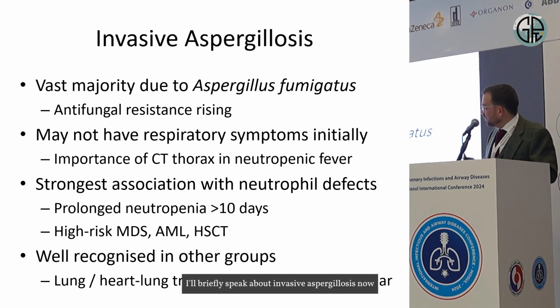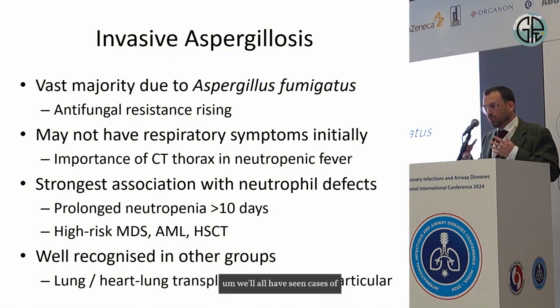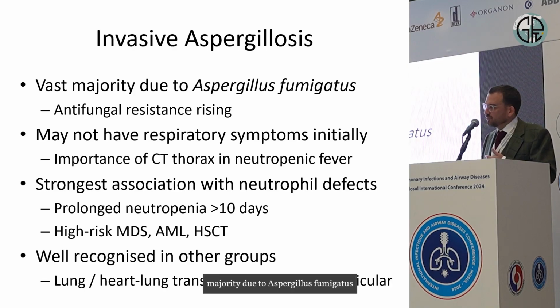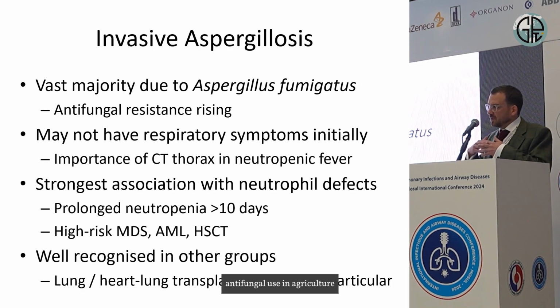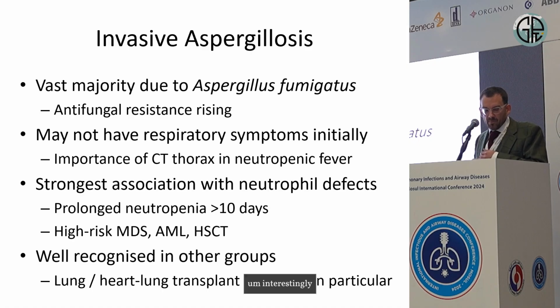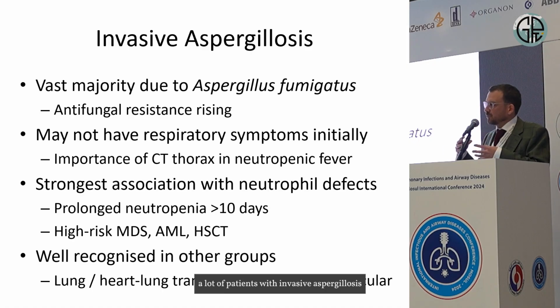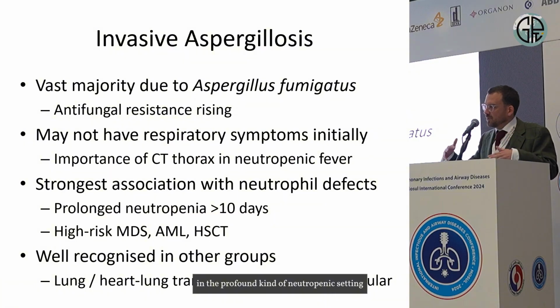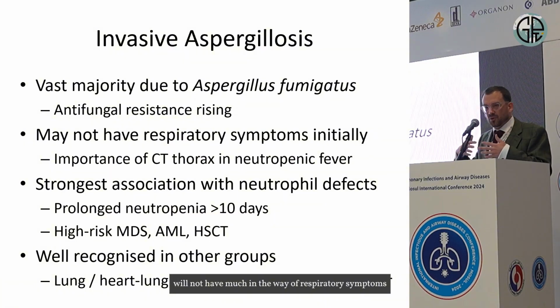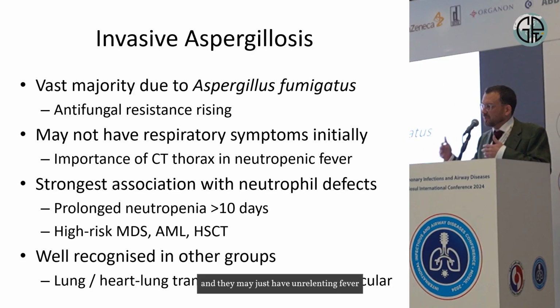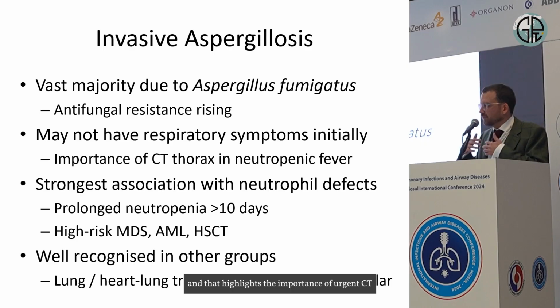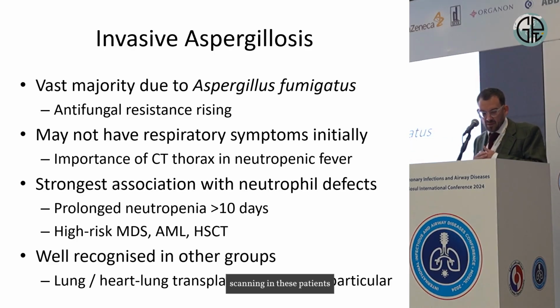I'll briefly speak about invasive aspergillosis now. We'll all have seen cases of invasive aspergillosis, majority due to Aspergillus fumigatus, and antifungal resistance is rising, and most of that is due to antifungal use in agriculture. Interestingly, a lot of patients with invasive aspergillosis in the profound neutropenic setting will not have much in the way of respiratory symptoms, and they may just have unrelenting fever that is refractory to antibacterial therapy, and that highlights the importance of urgent CT scanning in these patients.